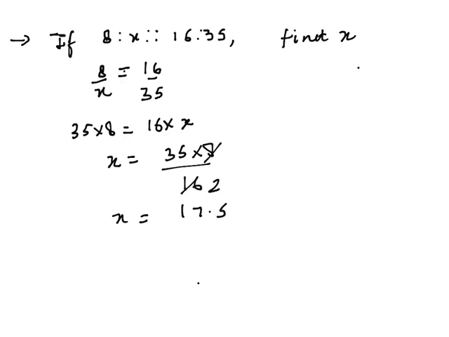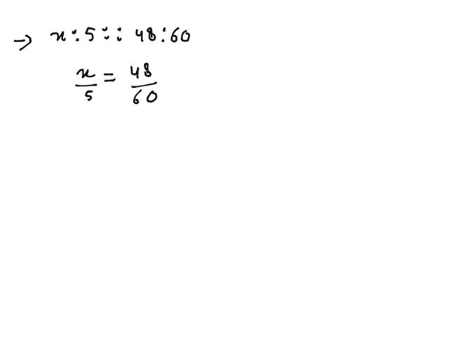So when two ratios are given in proportion, we can put them equal to each other. Now let's take one more example of the same type. We are given x ratio 5 is equivalent to 48 ratio 60. So we can equate them: x by 5 will be equal to 48 by 60. Now we will cross multiply and find the value of x.